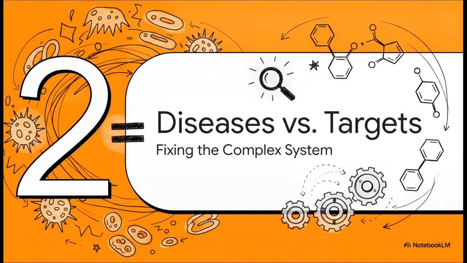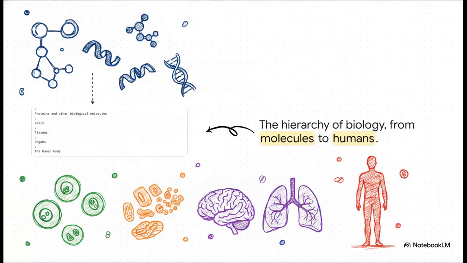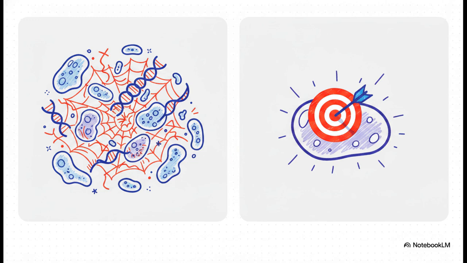Moving right along to section 2, diseases versus drug targets, fixing the complex system. So we have our physical building blocks. Let's zoom out and see how this all stacks up into a living, breathing human. Atoms form molecules. Molecules like amino acids form proteins. Proteins do the heavy lifting inside your cells. Your cells group together to form tissues. Tissues form organs, and those organs, well, they form you. But what happens when something in this massive interconnected hierarchy breaks down? That brings us to disease.